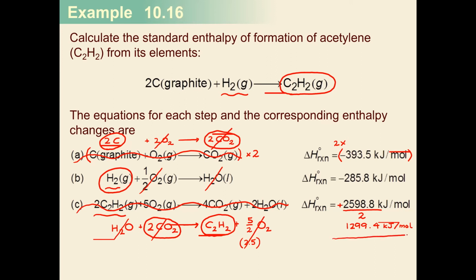So if I take my 2 times negative 393.5, then I also add my negative 285.5 kilojoules, and then finally add in my 1299.4, you should get a value for this reaction of 226.6 kilojoules per mole of this reaction. This shows that my target reaction is going to be endothermic.